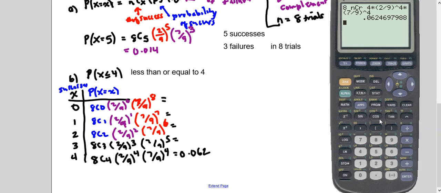All right, I'll do one more, and then I'm going to let you guys finish the rest of the scenario. So I'm going to do 8, math. 8 choose 3 that I see right there, times 2 divided by 9 to the power of 3, times open bracket 7 divided by 9 to the power of 5. That's exactly what that looks like. Oh, the probability is a little bit bigger, 0.175.